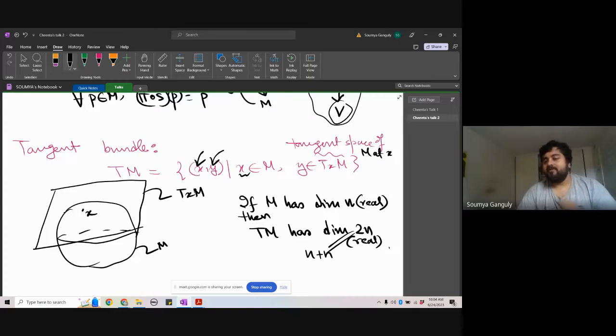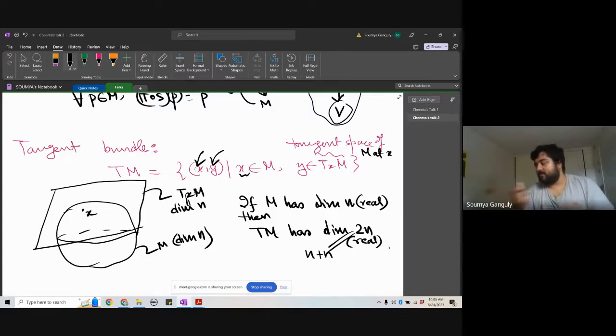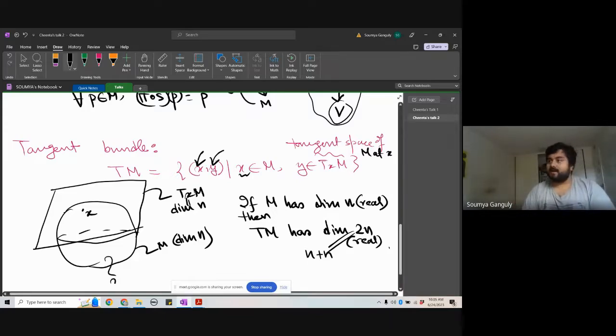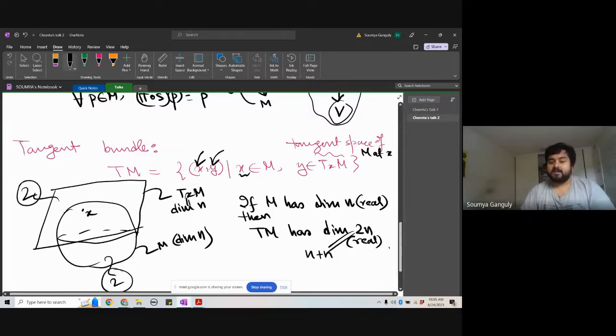Every tangent space at a point has the same dimension as the manifold, which means if M has dimension n, then T_x M has dimension n, which is obvious, as we have seen from our examples, right? If you have a sphere, which is a two-dimensional manifold, then the tangent space at a point x is also a two-dimensional vector space, which is coherent with the fact that the dimension n here and here are the same.